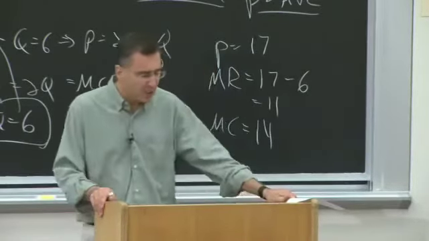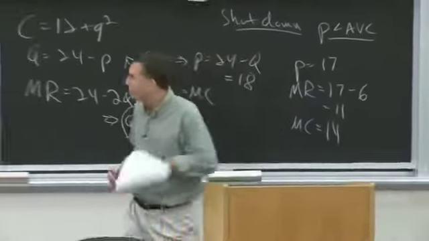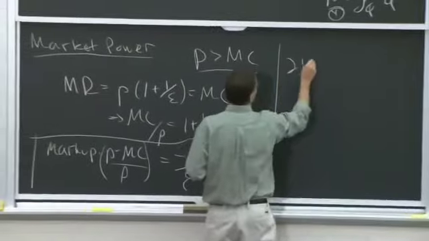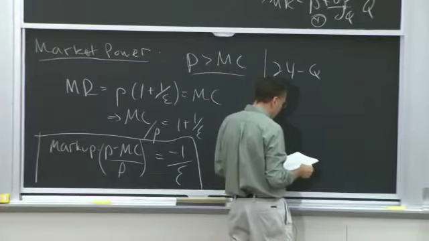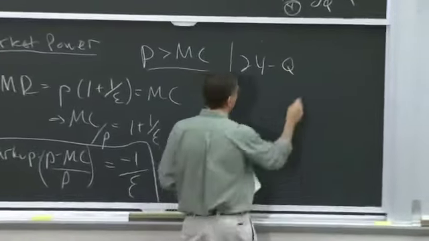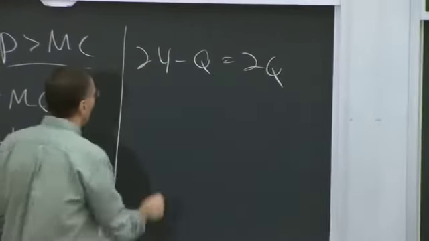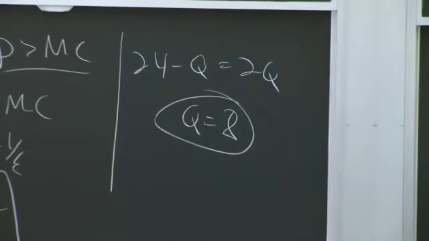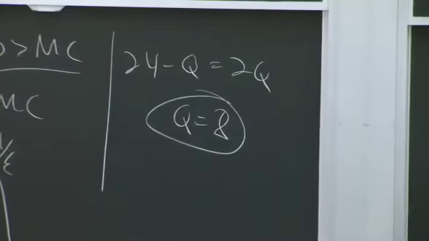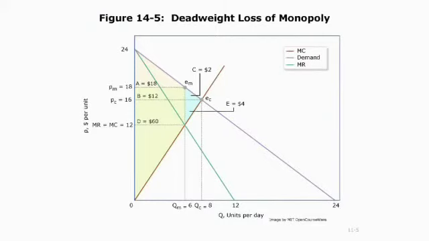The competitive firm sets price equal to marginal cost. Price comes from the demand curve, 24 minus Q. Marginal cost is 2Q. So the perfectly competitive firm sets Q equal to 8. They choose to sell 8 units at a price of 16. So you get the competitive quantity Q sub C is 8, and the competitive price P sub C is 16. That's where graphically demand equals marginal cost, or price equals marginal cost. The monopoly firm sells 6 units at a price of 18.